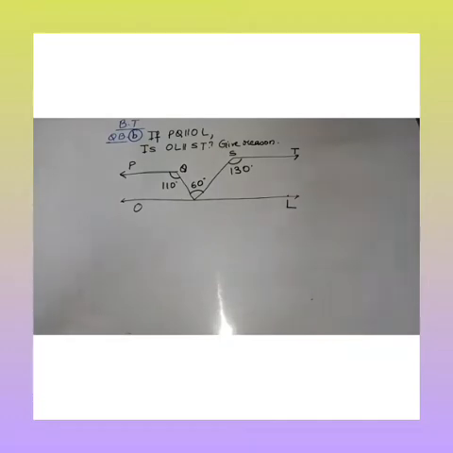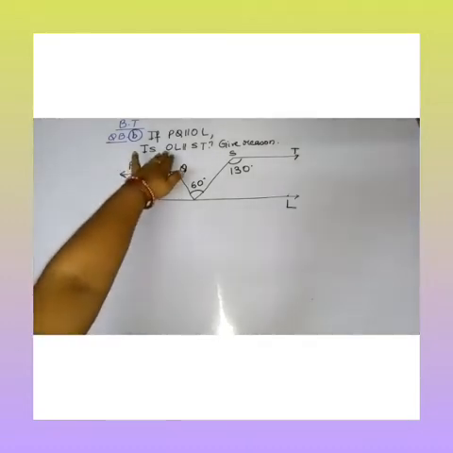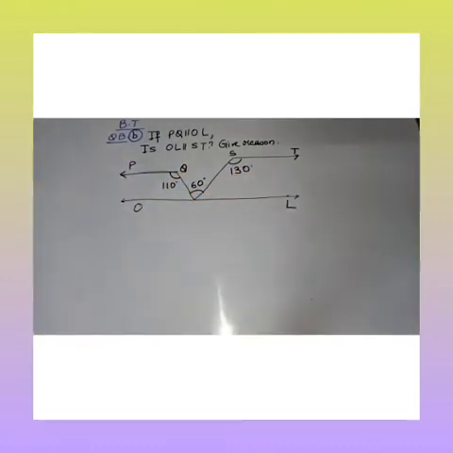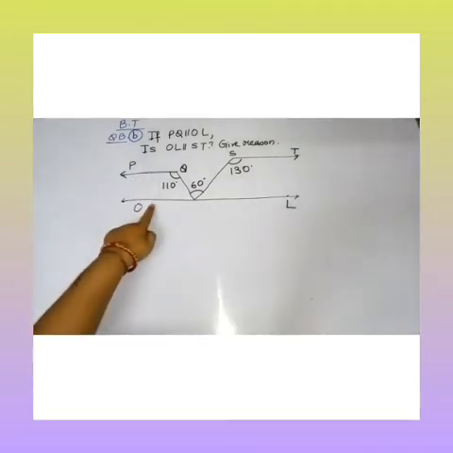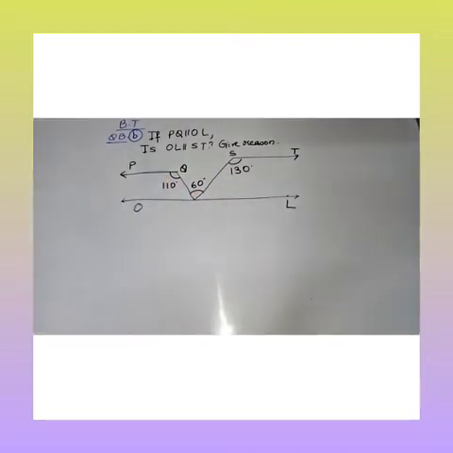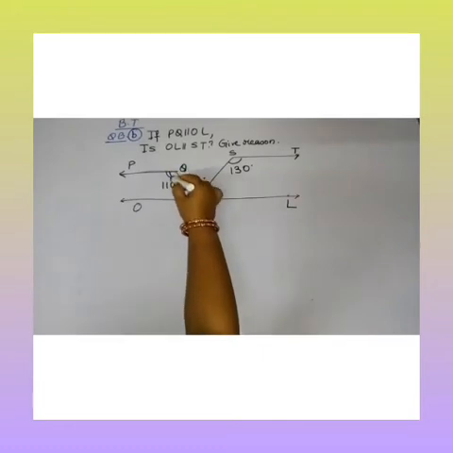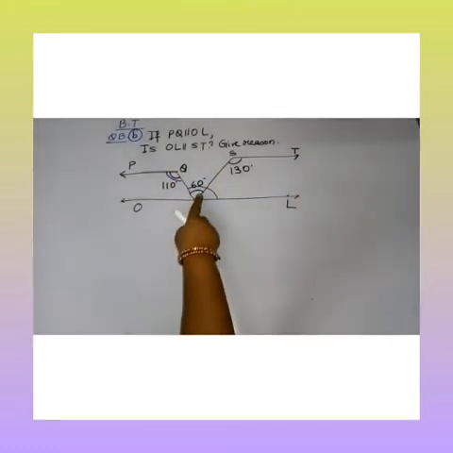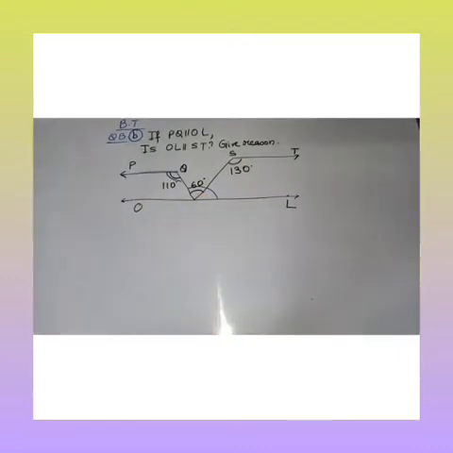See the next question. So the next question is, if PQ is parallel to OL and we have to show that OL is also parallel to ST, we have to give the reason for it. Now if PQ is parallel to OL, that means this angle must be equal to this complete angle, because these two are alternate interior angle. This angle and this angle is alternate interior angle. That means this whole angle must be 110 degree.